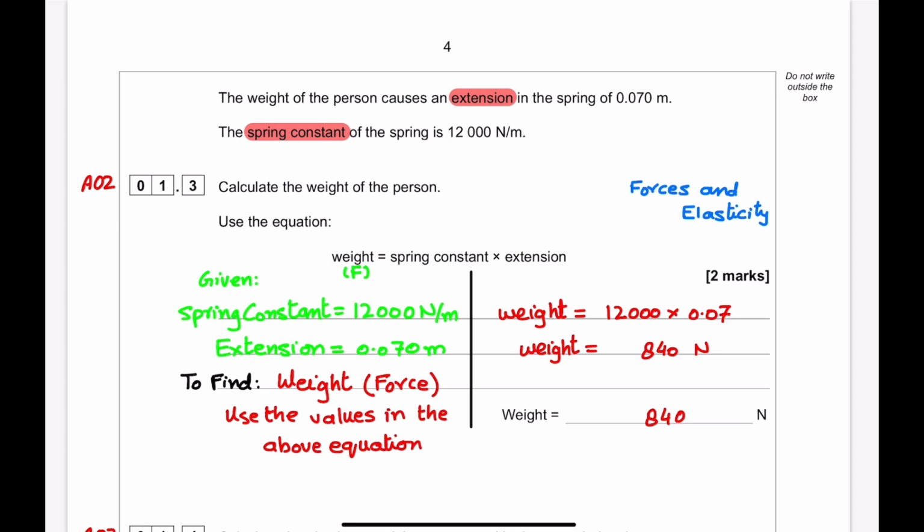We are given the spring constant value is 12,000 Newton per meter. The extension in the spring is 0.070 meter. We need to find the weight, which means we need to find the force. We have been given the equation that weight is equal to spring constant times extension. We are going to use both of the values in our equation. So weight is equal to spring constant value, 12,000, times extension, which is 0.07. With the help of the calculator, the answer is 840 newtons.